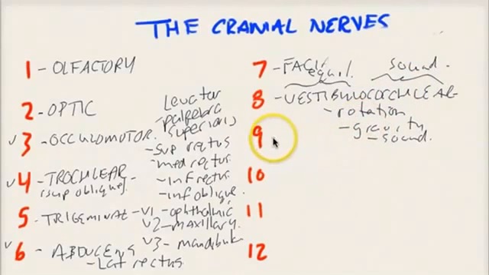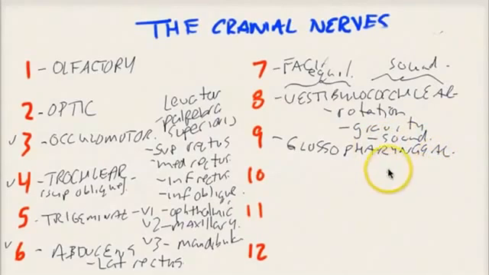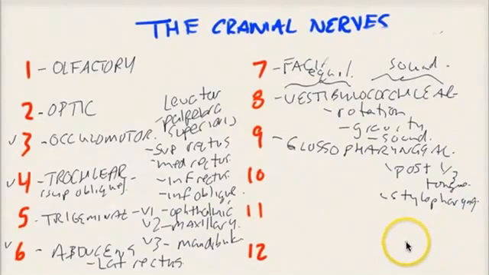Cranial nerve 9 is known as the glossopharyngeal nerve, and this senses taste in the posterior 1/3 of the tongue. It provides motor innervation to the stylopharyngeus muscle, and secretomotor innervation to the parotid gland. Lesions to the glossopharyngeal nerve will result in a loss of the gag reflex. That's due to afferent limb damage.